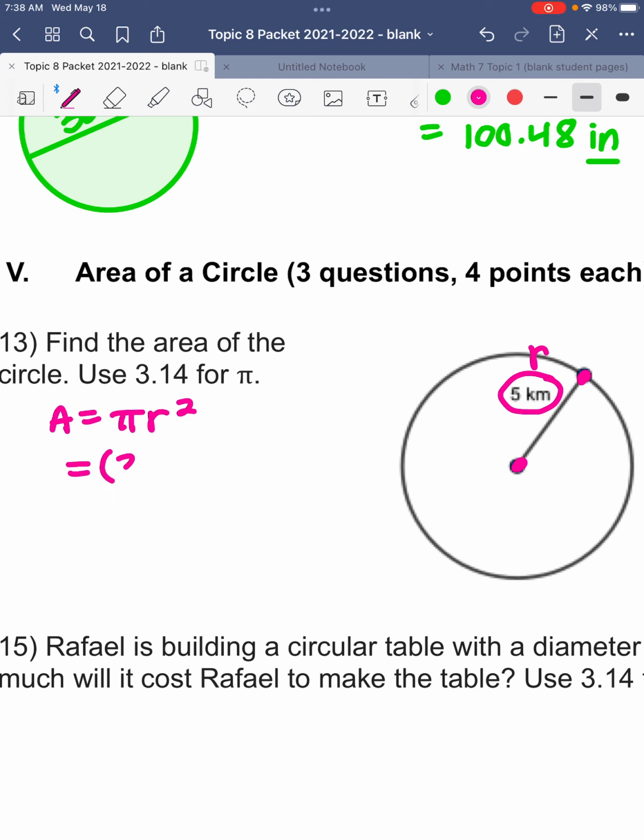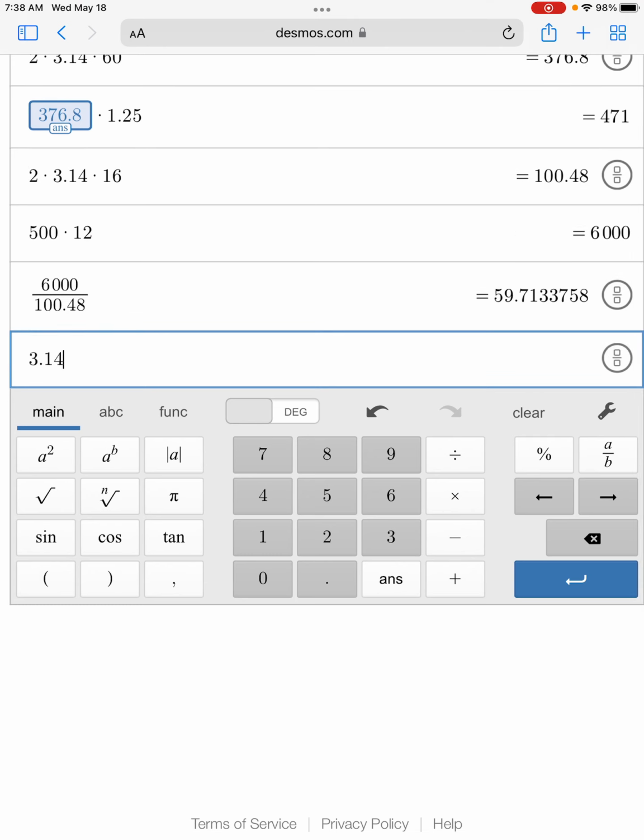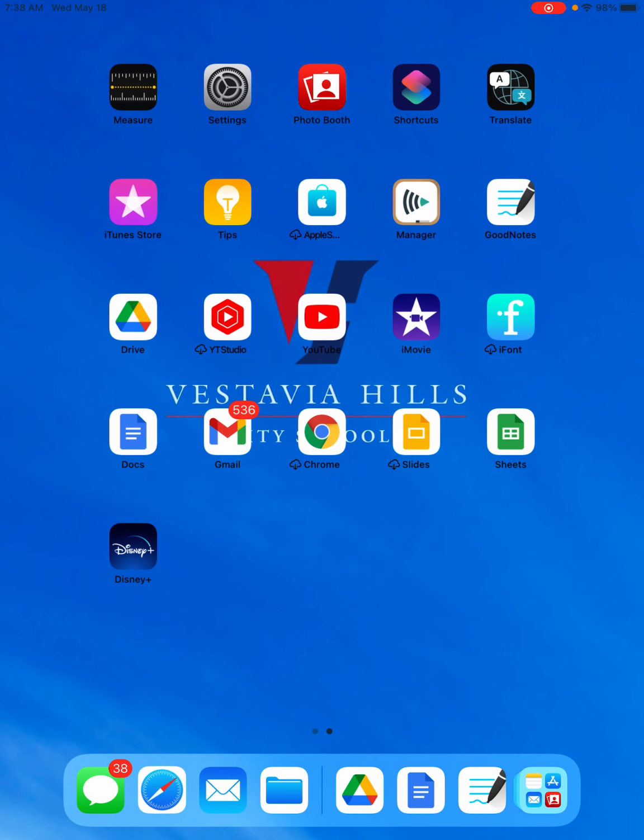So that is 3.14 times 5, and I have to square that 5. Okay? So let's go put that in our calculator and find out what we get. So we have 3.14 times 5, and on this calculator, I hit that a squared button right under main to square it. And I get 78.5.